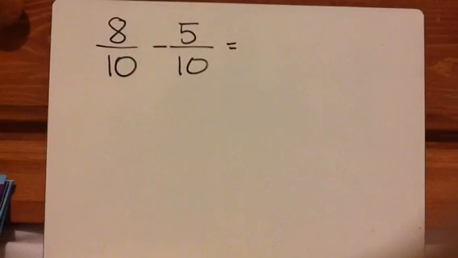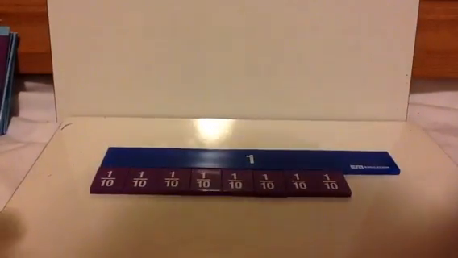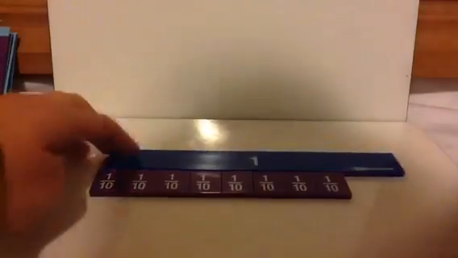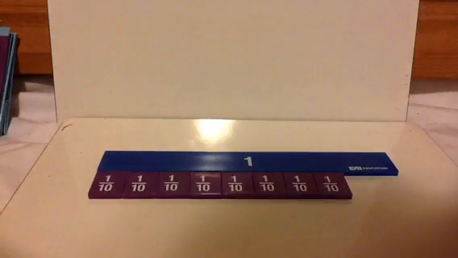Okay, let's look at a subtraction example now. 8/10 minus 5/10. So what you have to do is you start off with your 8/10, and again, I just keep this here so you can see the visual model that we are less than one whole. So 8/10, and then you're taking away 5/10.